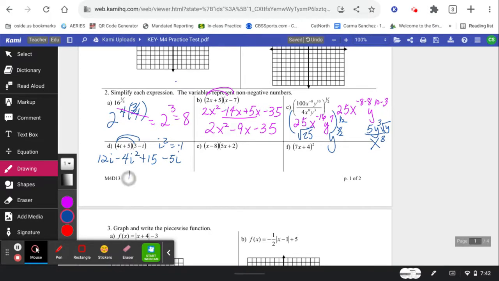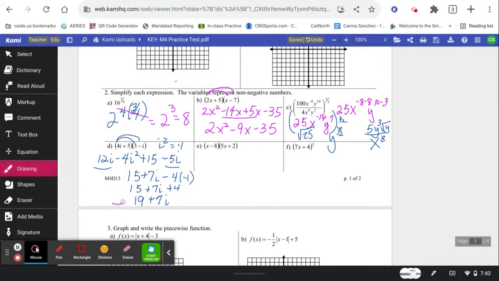So here I go. 15 is just 15. 12 minus 5 is going to be 7 i's. And negative 4 is going to multiply by definition by negative 1. So 15 plus 4 gives me a final answer of 19 plus 7i. Remember that our complex numbers have both a real and an imaginary part. And that's what makes it so complex.